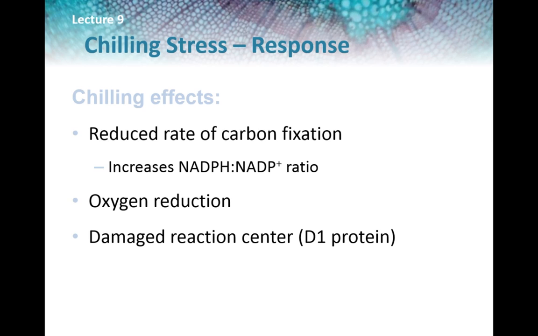Energy can be transferred to triplet oxygen forming singlet oxygen, and electrons can be passed forming superoxides. Activated oxygen species can damage the reaction centers, especially the susceptible D1 protein, which is one of the scaffold proteins on photosystem II.